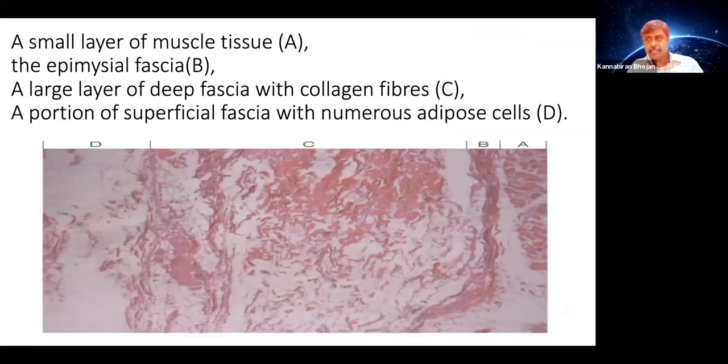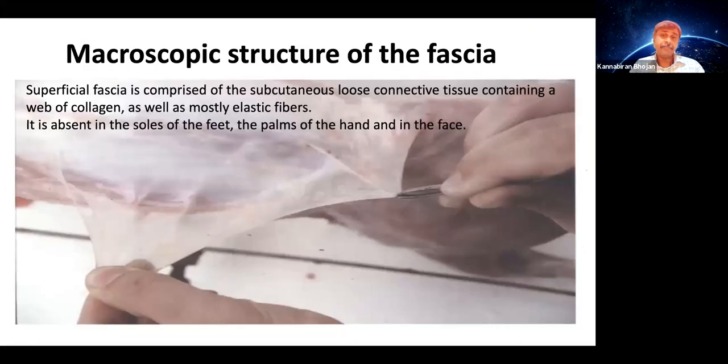So this is just a slide to show you the muscle tissue. Particularly, you can see here the large layer of deep fascia, and then you can see the superficial fascia, and then the epimysial fascia and the muscle tissue. This is how it is arranged. And this is the microscopic structure of the fascia. These are a few slides to make you understand how they are.